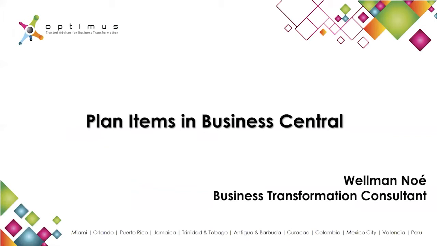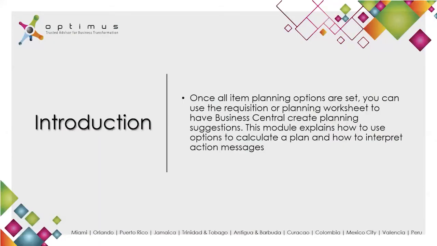We're going to review part of the replenishment process that we call the planning part with the requisition worksheet. What it does, how we can ask for items or planify them in advance, and how to use it. All right, so the idea today is, once all item planning options are set, you can use the requisition or planning worksheet to have Business Central create planning suggestions. This module explains how to use the options to calculate a plan and how to interpret action messages.